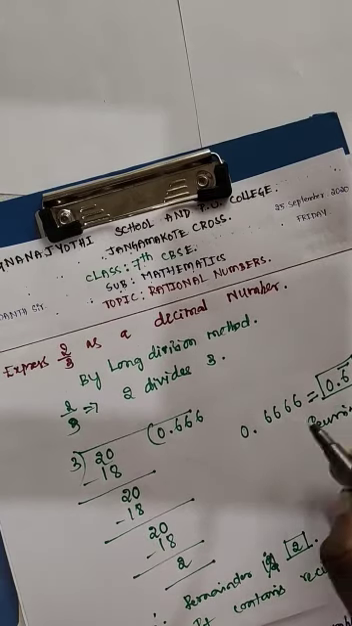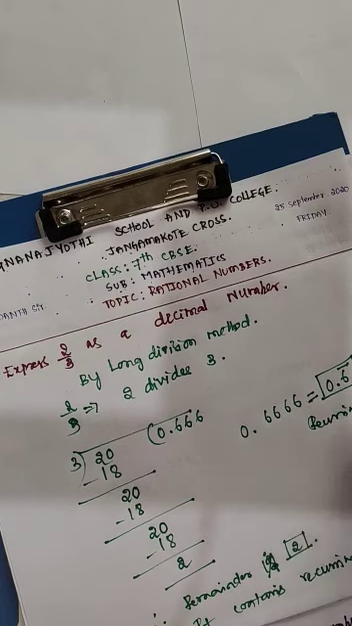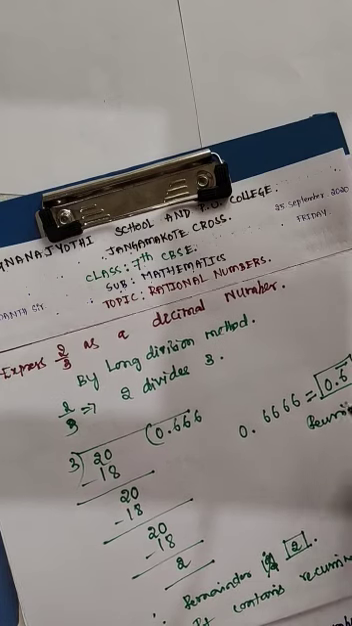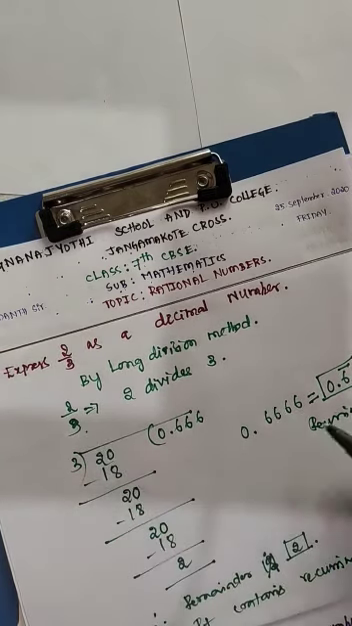Recurring means the most often repeated term. The most often repeated term after the decimal, we call it a recurring decimal expansion. So here the decimal expansion of 2 by 3 is 0.666. It contains a recurring form. Okay, thank you.